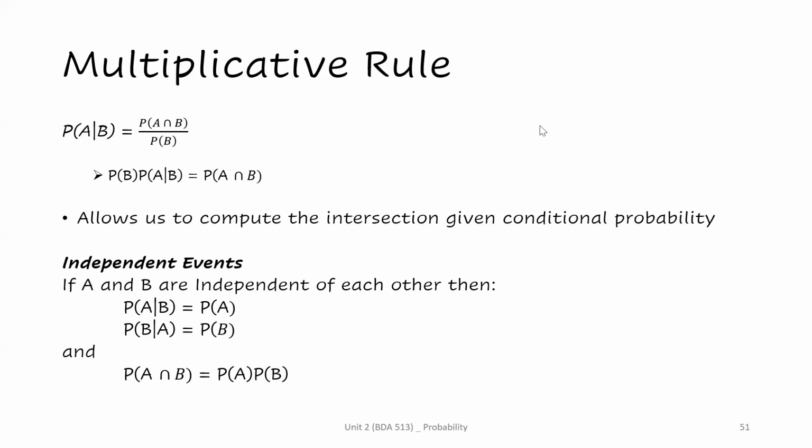Okay. All right. So let's move on to the multiplicative rule. So we've looked at the additive. Let's look at multiplicative. So we know that the conditional probability of A given B is the same as the intersection divided by the probability of B. We are okay with that one, isn't it?